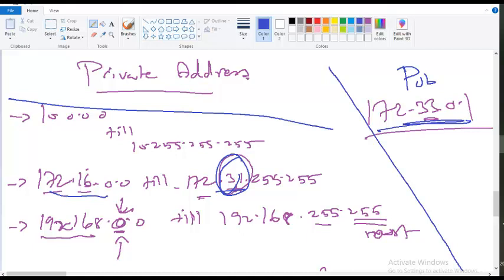All right. Now we copied this. This is one of the important topics that we should know: the private range. So that when you see an IP address in some topologies, you will know whether it is private or public, just by looking at the number.